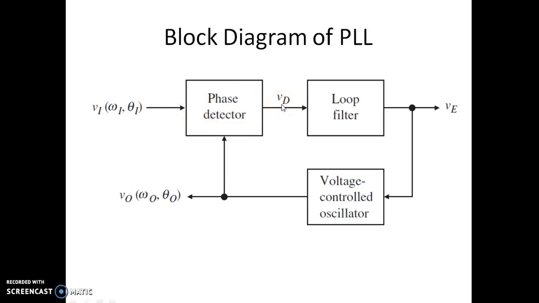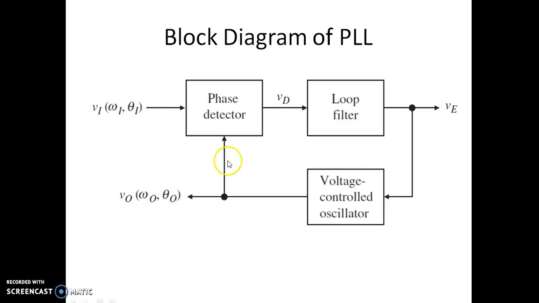So there is a VD which is coming, which is indicating the difference between the input and the reference phases. And this VD, whatever the difference that is obtained, will be passed through a loop filter, which is usually a low pass filter. This low pass filter will give an output voltage VE, which is known as the error voltage. Now this error voltage is applied to this voltage controlled oscillator. We know that a voltage controlled oscillator is one whose frequency can be changed by an external voltage. Now this error voltage is going to change the frequency so that this VD becomes 0.